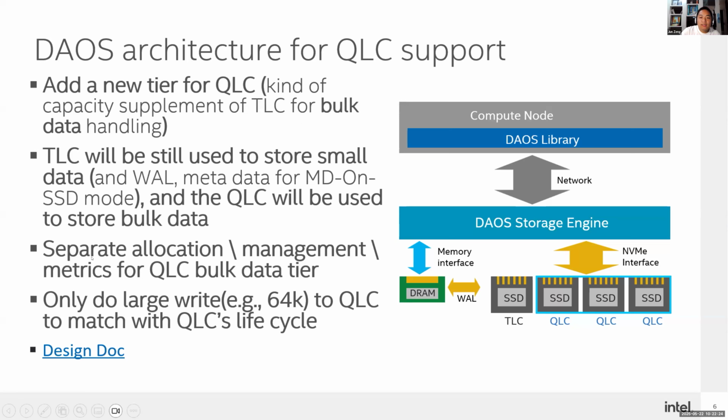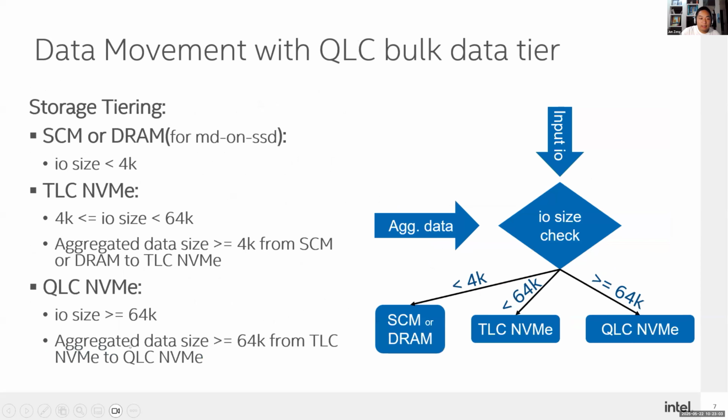For the QLC, we just use separate allocation, management, and metrics. And here, the big data, currently we define it as data whose size is larger than or equal to 64K. Here I put a link to the design document, but we don't go through it here. You can see it afterwards.